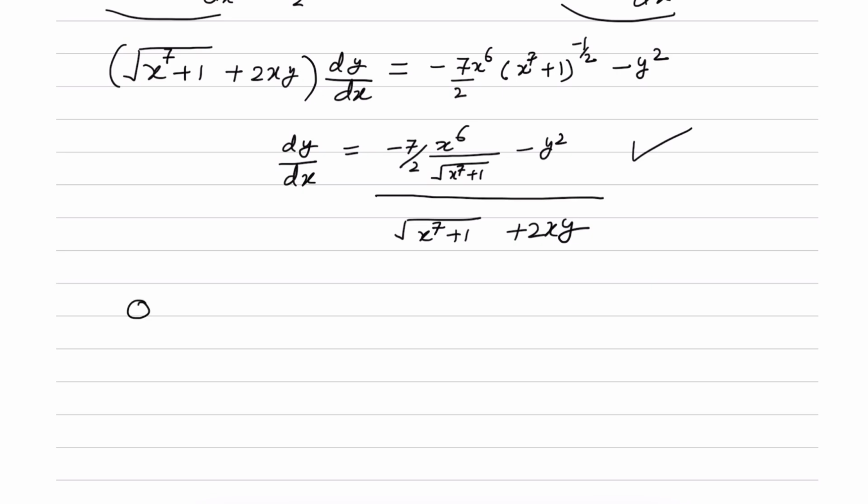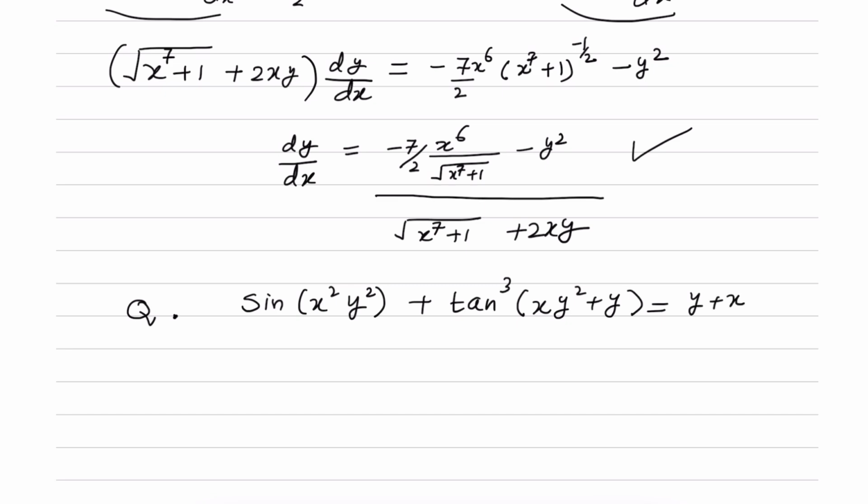Let's find the derivative for another expression, which is sine (x squared y squared) plus tan cubed (x y squared plus y) is equal to y plus x, and we have to find dy by dx.